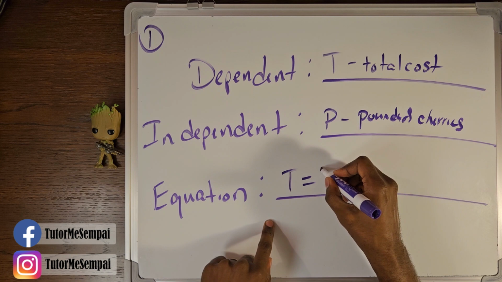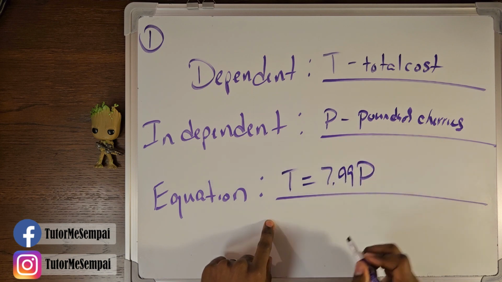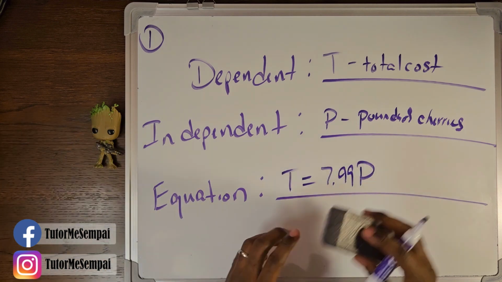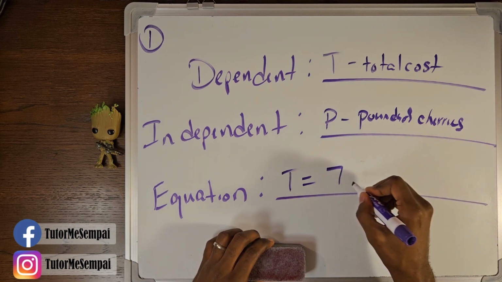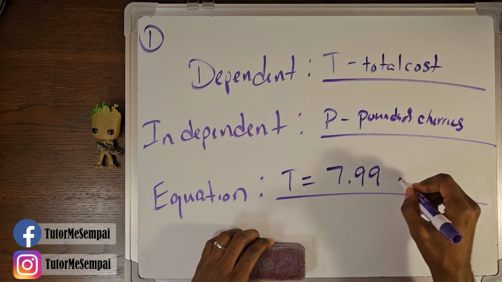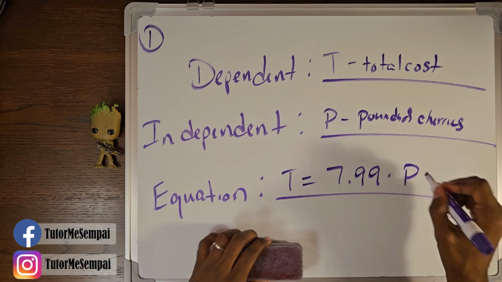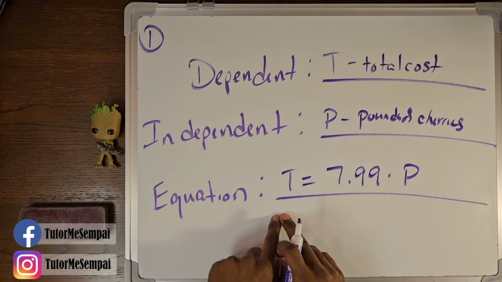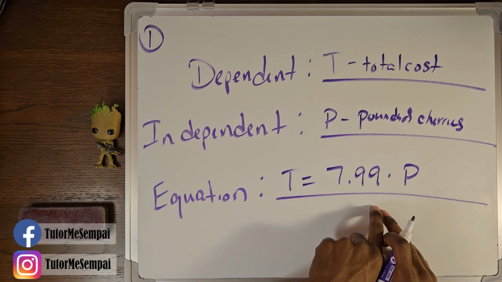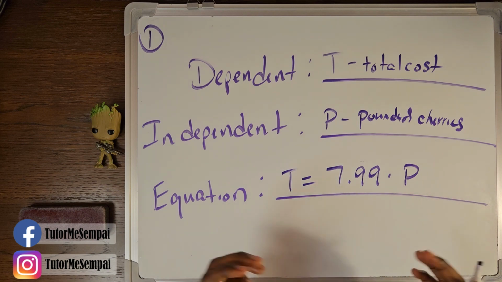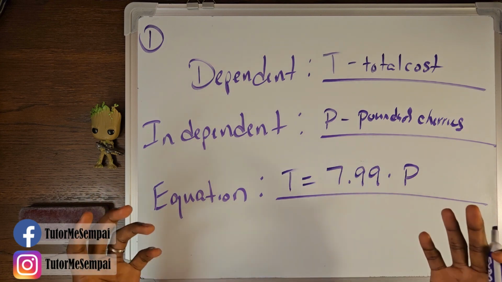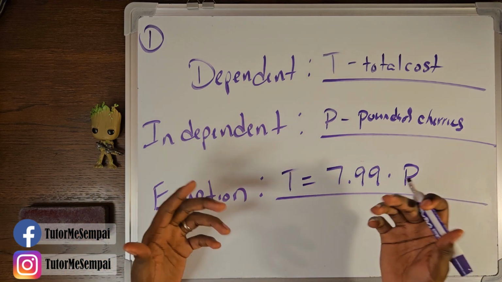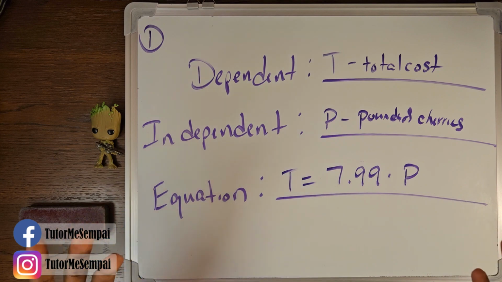So this is going to be $7.99, and P is going to be on the right side. $7.99 times P, a times P. T equals 7.99 times P. This is going to be our equation if we're trying to figure out how much it's going to cost us to buy pounds and pounds and pounds of cherries.